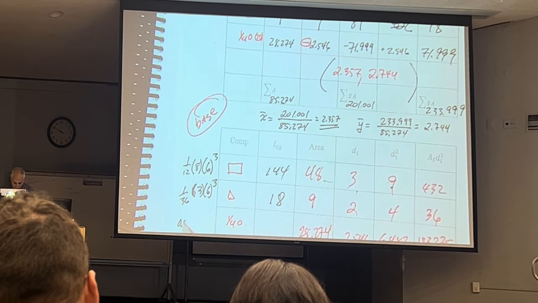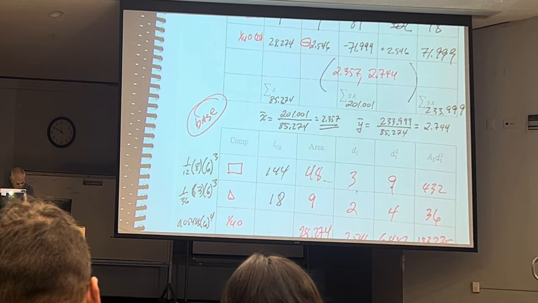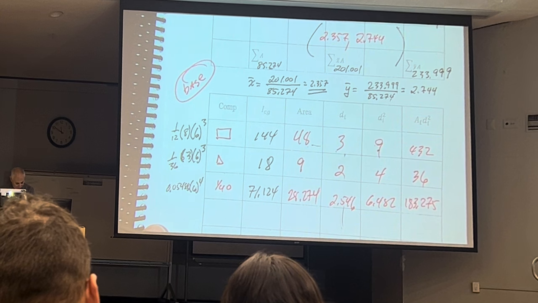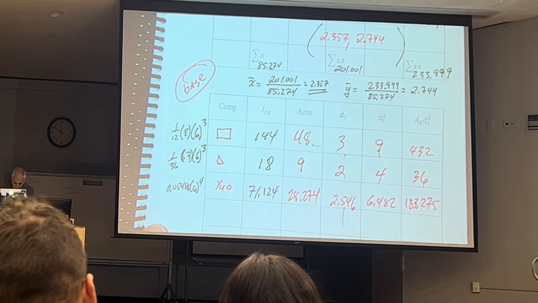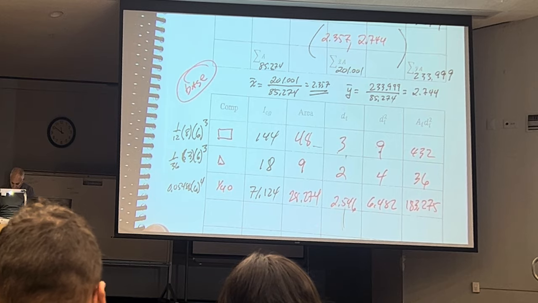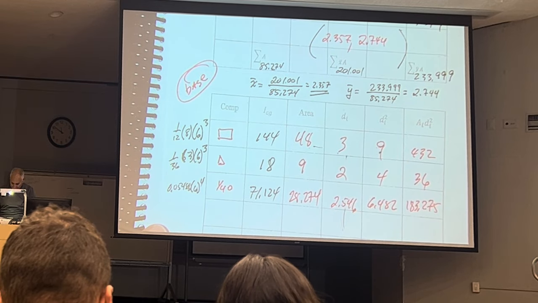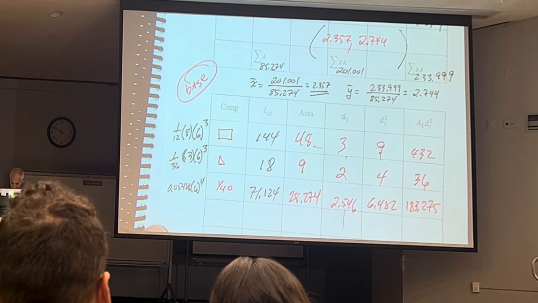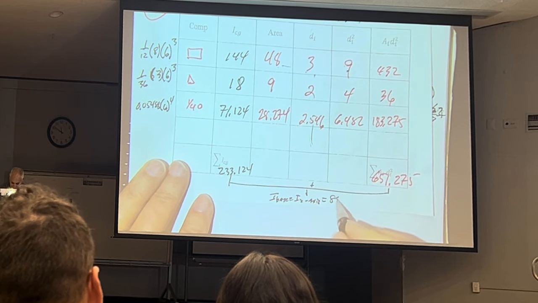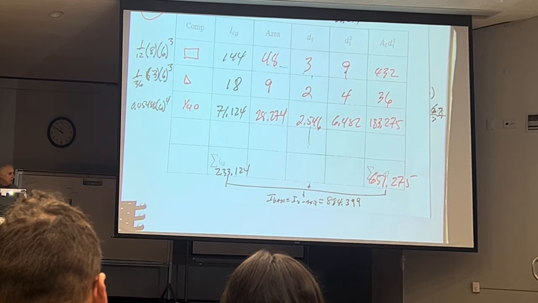Quarter circle, 0.05488, R, 6 raised to the 4th, 71.124. Add these suckers. You're going to get 233.124. Add these two together, I'll get I about the base, or I x-axis, equal to 884.399. That's I about the base.